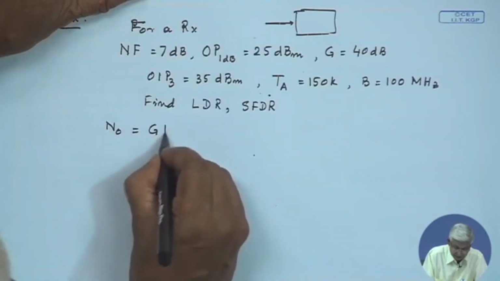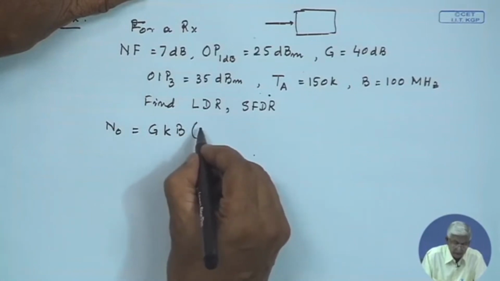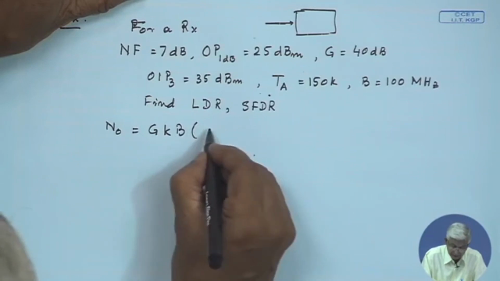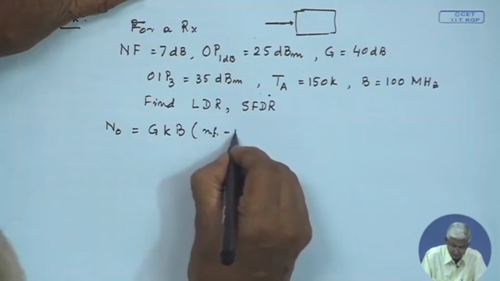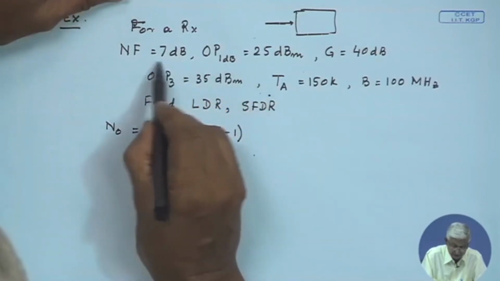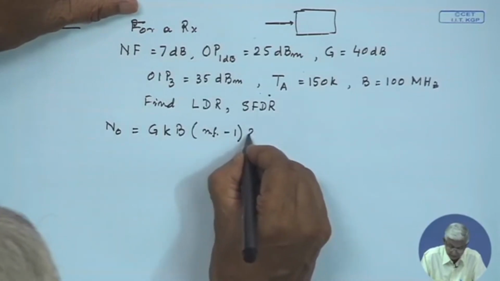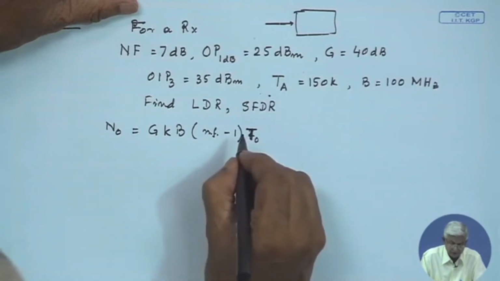If you recollect, it is G into K into the bandwidth, and then it is multiplied by F minus 1, where F is the noise factor. Because the noise figure is given in dB, we will convert it into a ratio, and it is multiplied by the normal temperature T0, which is 290.